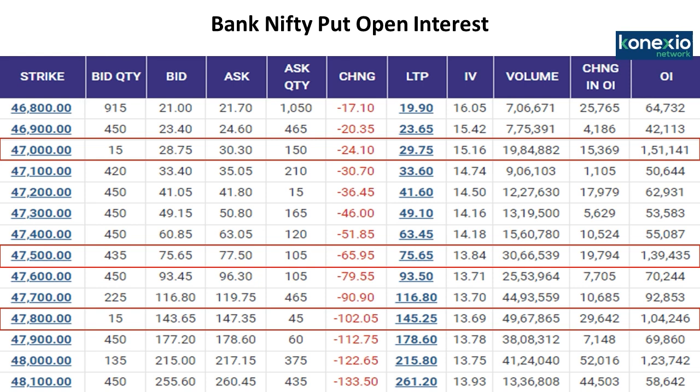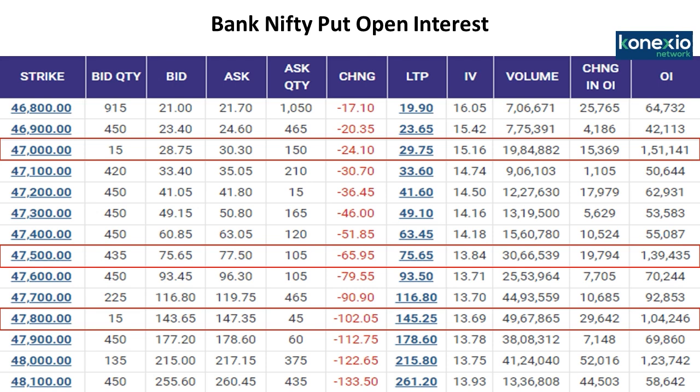Now here, on an immediate basis, as I said, you can clearly see 47,800 could act as an immediate support. If it breaks, then only are there chances that Bank Nifty could slip down towards the level of 47,500 and maybe 47,200.